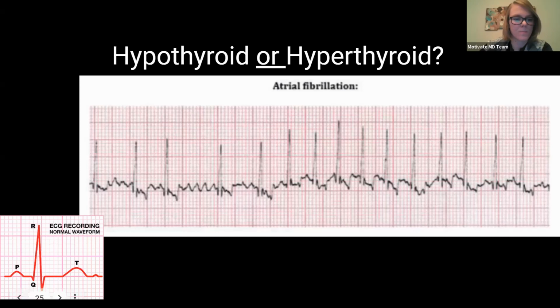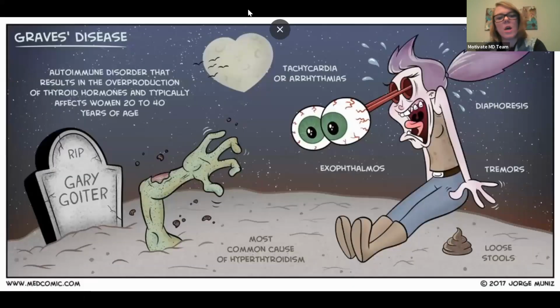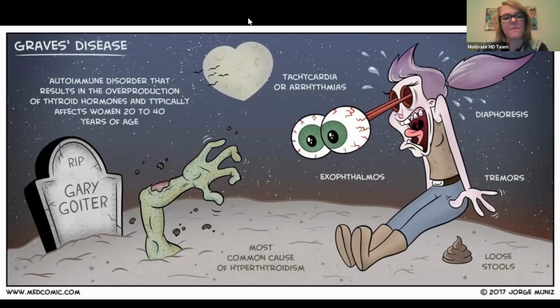Let's see here. All right, so what I have here for you is a little cartoon to show you Graves' disease. We spent a vast majority of the time talking about hypothyroidism, so I wanted to make sure that we talked a little bit about Graves' disease. This is also autoimmune, and autoimmune things we often see in women. We can see the tachycardia or an arrhythmia, such as atrial fibrillation.